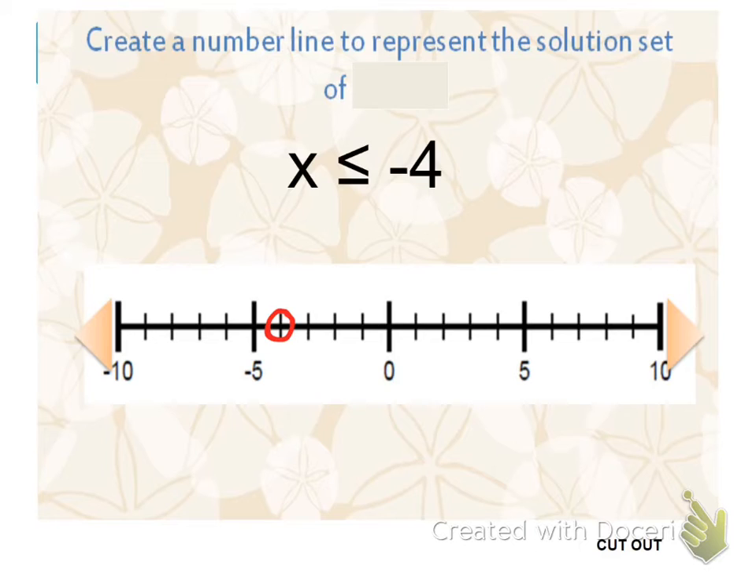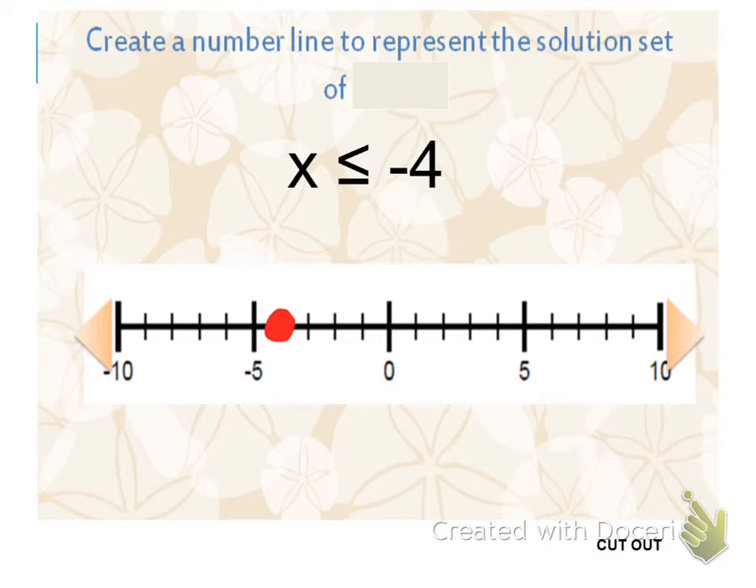Got it? Okay. And look, when you make that circle, make it nice and big so I can tell whether you're opening it or closing it. Even if it's way oversized, that's fine. Then I can see it. Okay? And it says everything less than or equal to -4.